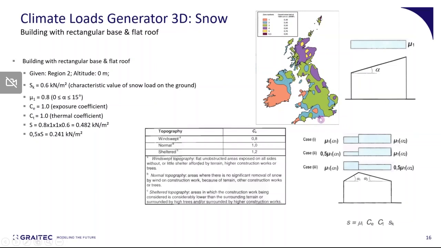For this particular case, this area changes slightly from wind to snow. So we were in region 1 for wind, we are in region 2 for snow, if you are located around here in Southampton. So for this particular case, we're in region 2, which means the characteristic value of snow load is 0.6. If the altitude changes, the Eurocode suggests to change this value using certain coefficients.